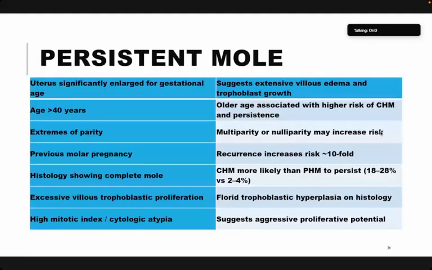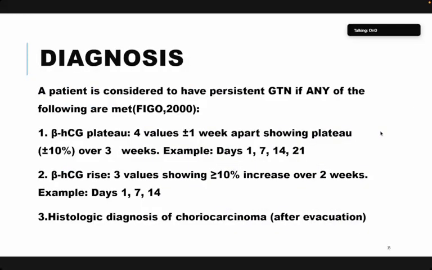Now, coming to persistent mole, there are some risk factors that may predispose you to a persistent mole, more especially patients above 40, extremes of age, previous molar pregnancy, or if the histology shows a complete mole. We've said that complete mole, because of its androgenic type, carries a higher risk to progress to GTN. Also, if there's a high mitotic index or cytological atypia, because it suggests aggressive proliferative potential.